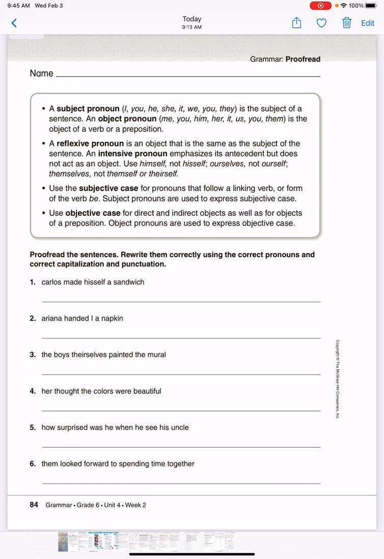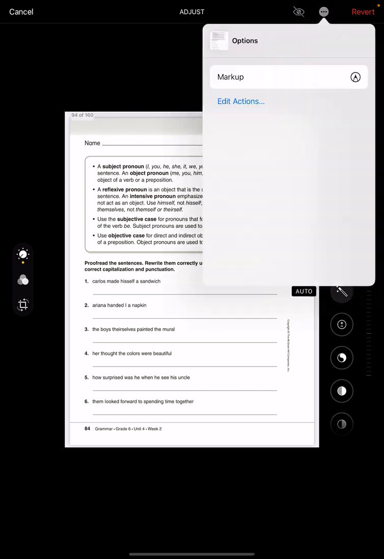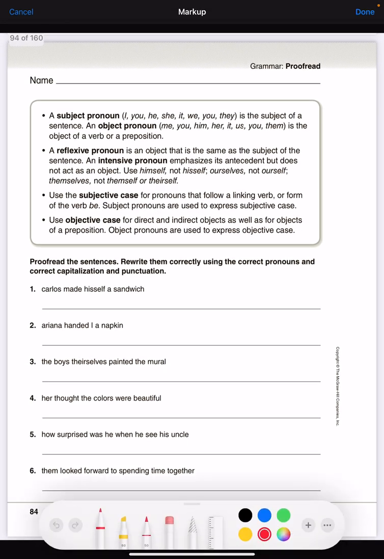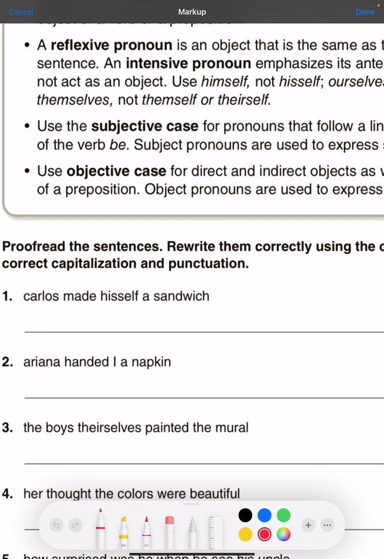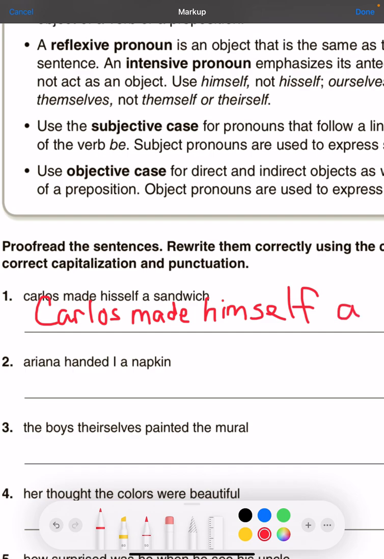Well, on this one, hopefully you can recognize that the pronoun is hisself, and that's not correct. And then it says rewrite, so I would say capital C for Carlos, himself, a sandwich. Carlos made himself a sandwich.